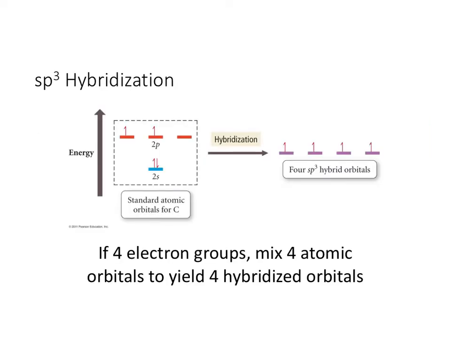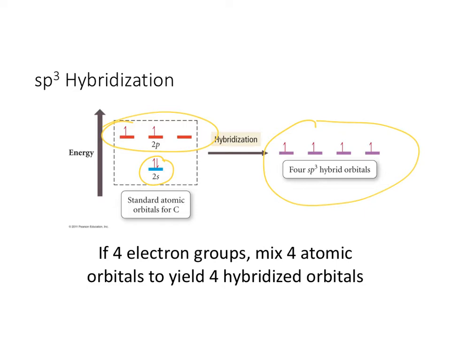sp3 hybridization involves the mixing of an s orbital and 3 p orbitals to form 4 new sp3 hybrid orbitals. So if we're looking at carbon, you take the 2s orbital in carbon and you mix it with all 3 of the 2p orbitals, and out you get 4 of these hybrid sp3 orbitals. So the hybrid orbitals are a mix of the s and the p orbitals.